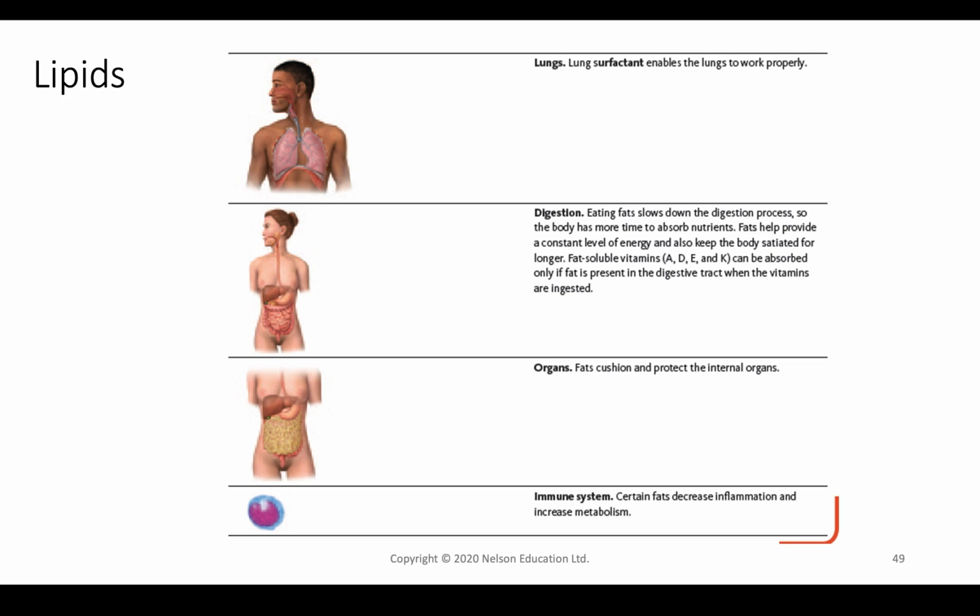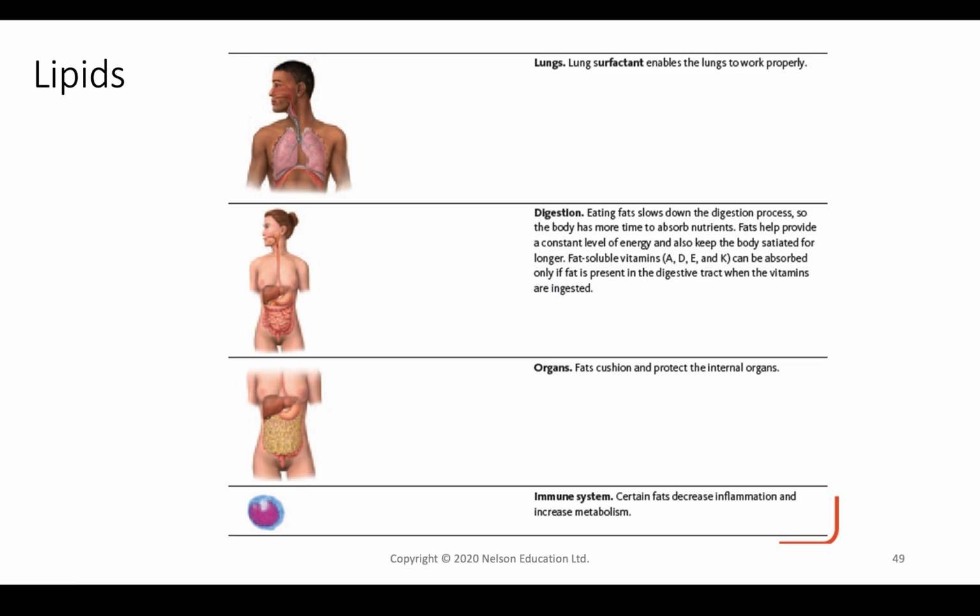Fats are found in the lungs. A molecule called a surfactant is very important in the lungs, basically making that lung fluid a little bit less viscous, allowing for the transfer of molecules from one side to the other. So lung surfactants are very important in the process of gas exchange. During digestion, fats are very important because they're going to slow down digestion, which allows more absorption time.